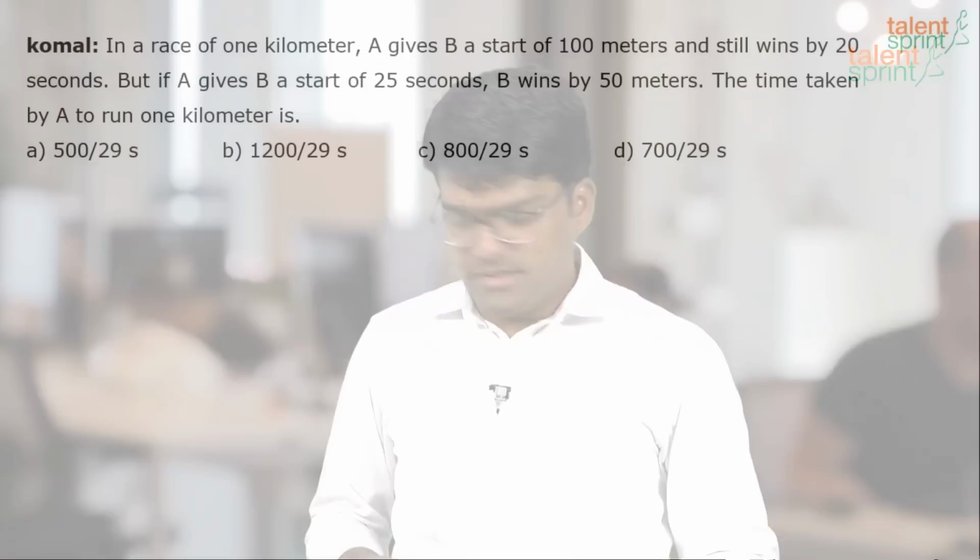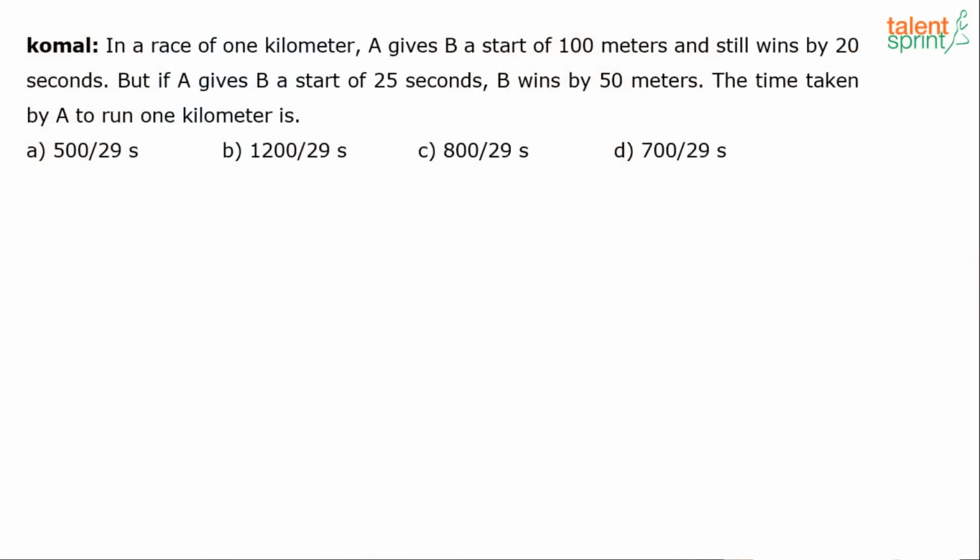So question is on your screens here. I'll give you at least a minute to try this out and then give you the solution. So it says in a race of 1 kilometer, A gives B a start of 100 meters and still wins by 20 seconds. But if A gives B a start of 25 seconds, B wins by 50 meters. The time taken by A to run 1 kilometer is. Your clock starts now.